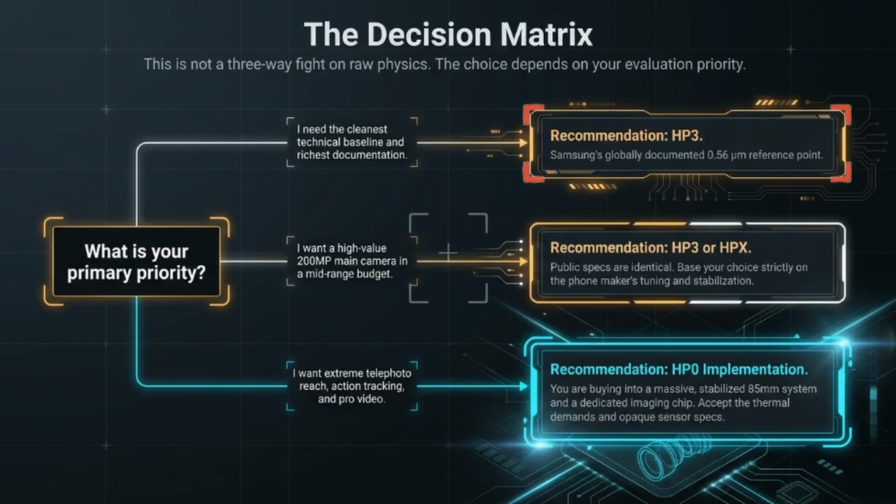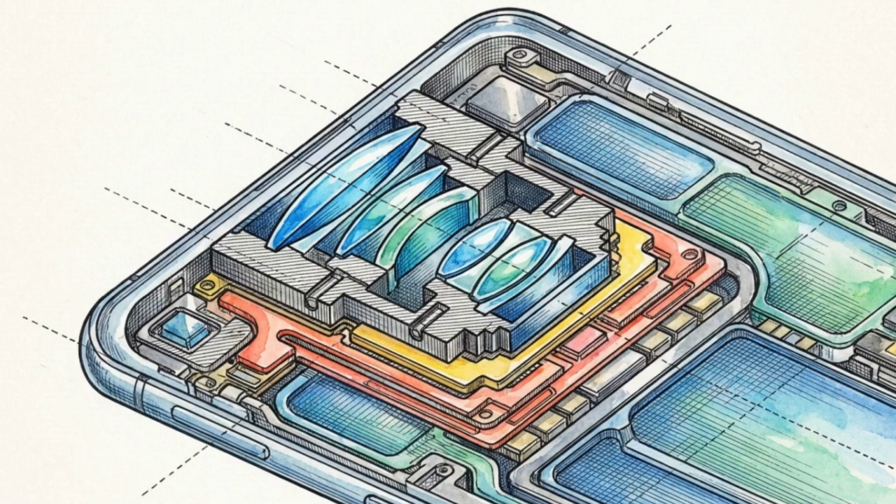For the cleanest technical baseline, choose the HP3, but for extreme telephoto reach and pro video, choose the HP0 implementation, accepting the immense thermal demands. Stop buying smartphones based on isolated spec sheets. In modern mobile photography, the surrounding pipeline is the true product.